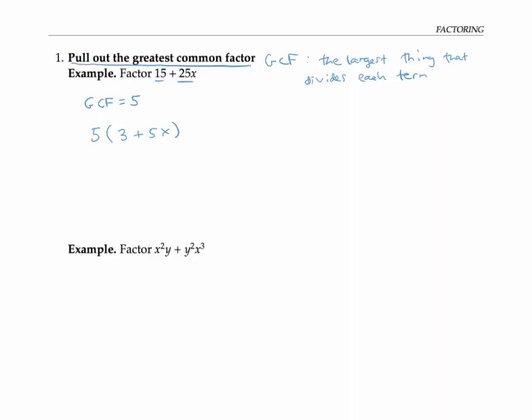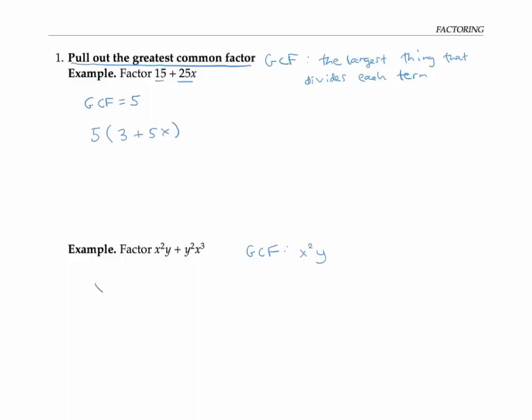Pause the video for a moment and see if you can find the greatest common factor of x squared y and y squared x cubed. The biggest thing that divides both x squared y and y squared x cubed is going to be x squared times y. One way to find this is to look for the power of x that's smallest in each of these terms. So that's x squared. And the power of y that's smallest in each of these terms is just y to the 1, or y.